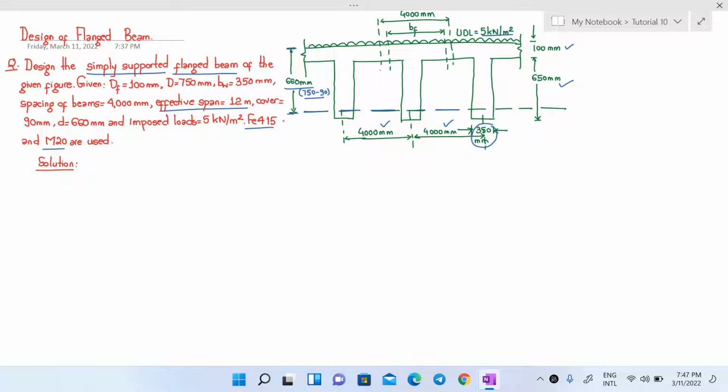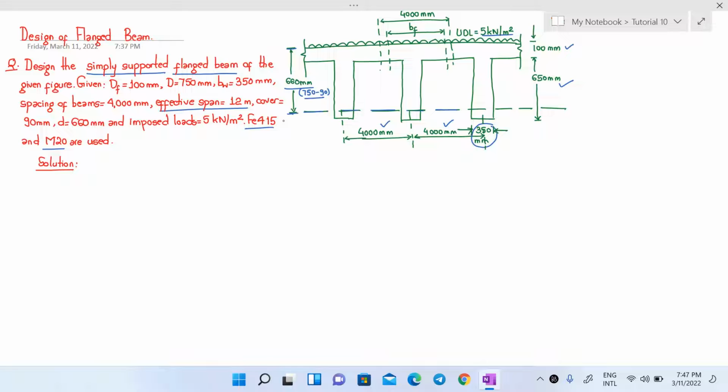So to design this flanged beam, first what we have to do is, we know that we are given loads here. We will calculate the factored bending moment that is coming onto our beam, and we will compare that factored bending moment with the moment capacity of our beam. If the moment capacity of our given beam is greater than the factored bending moment, then we will design for an under-reinforced beam, and also we will design a singly reinforced beam here.